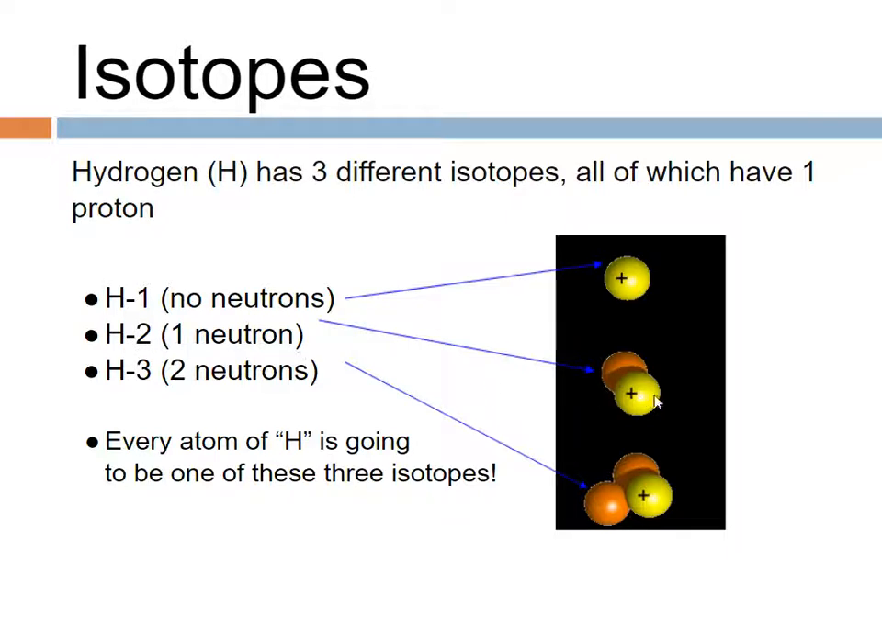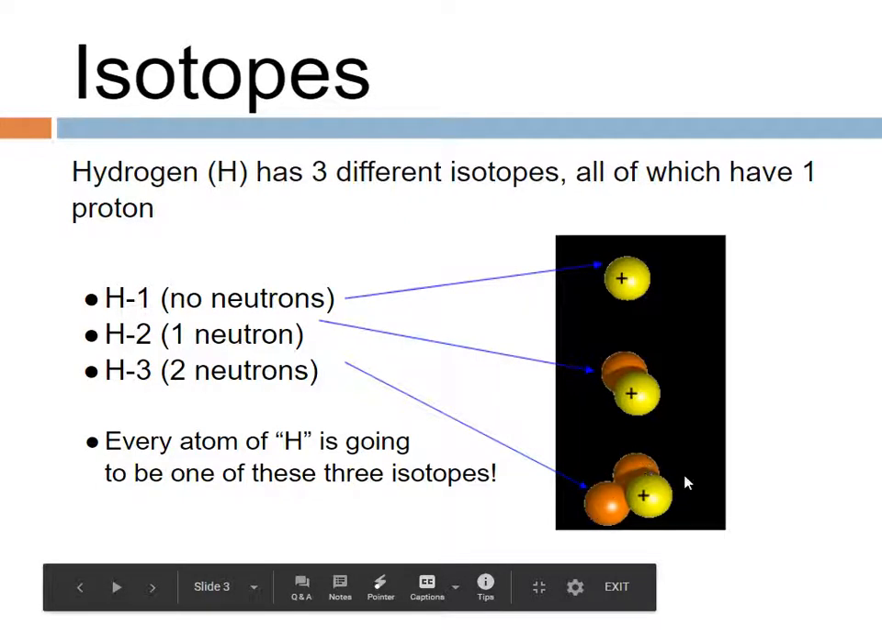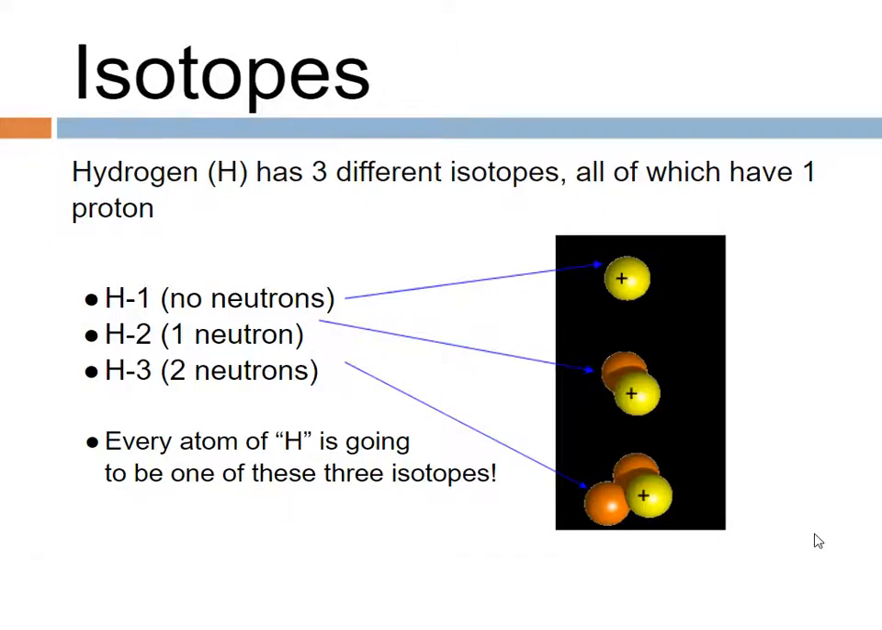Hydrogen 2 has 1 proton, and it also has a neutron. Hydrogen 3 has 1 proton and 2 neutrons to make that total of 3. Every version of hydrogen is going to be one of these 3 isotopes.